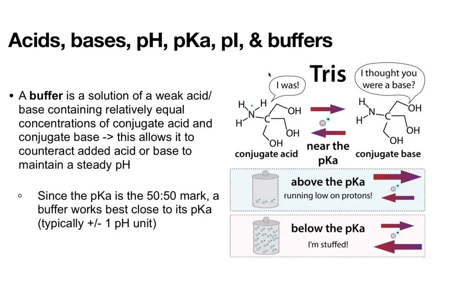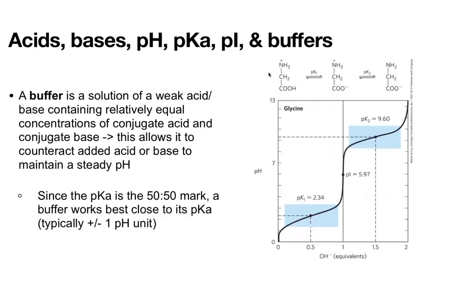So a buffer is just a solution where you have relatively equal amounts of conjugate acid and conjugate base. And therefore, you have enough acid to counteract any added base and enough base to counteract any added acid. So you're able to maintain a fairly consistent pH. We can see this visually if we draw a titration curve, and you'll see that there's a flattish region around each of those pKa's, which is going to correspond to that buffering region. If we want to choose a buffer, we want to choose one that has a pKa that's close to the pH that we want to be held at.